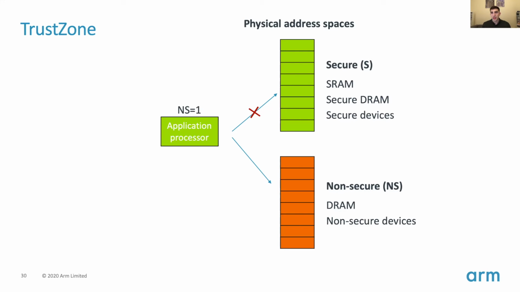TrustZone also adds a global bit called the NS bit to the processor state. This bit can only be touched in exception level 3, the highest exception level. When it's set, the processor is in the so-called non-secure state and can't access the secure physical address space at all.